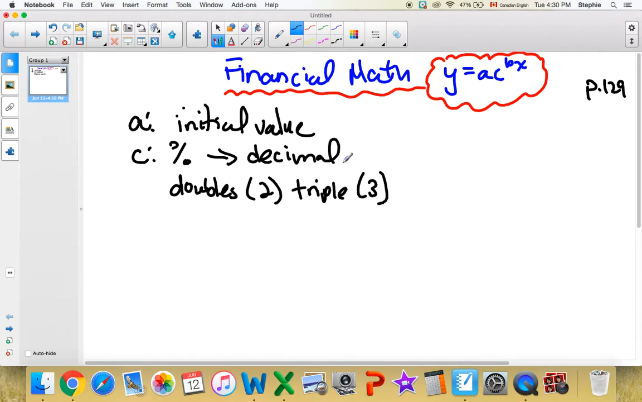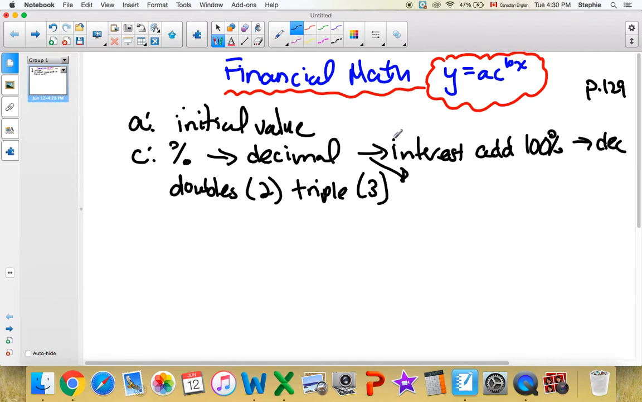In most cases, it's percentage. And that's usually when we talk about interest. So every time you talk about interest, you're going to add it to 100%. And then you're going to turn it into a decimal. If I talk about depreciation and losing money, so when things lose money, things depreciate, then you're going to subtract it from 100%. And of course, then you're going to turn it into a decimal.